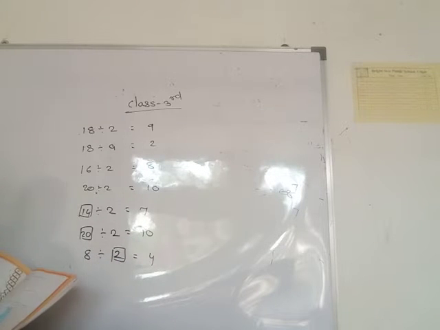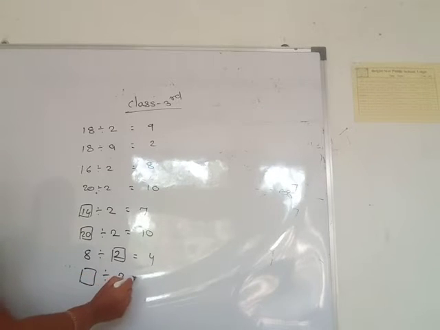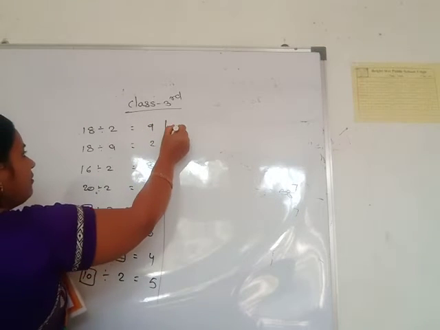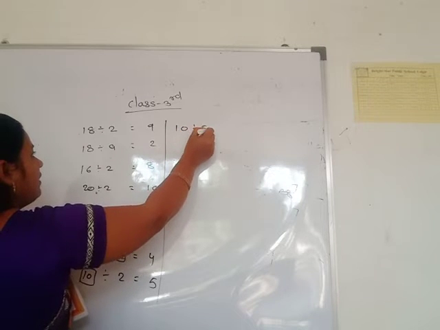This one is the answer. The next one, here an empty box is given: box divided by 2 is equal to 5. Then you do the multiplication of these two numbers. 5 into 2, 5 2s are 10. Then you write answer 10. Means 10 divided by 2 is equal to 5. The next one, see here, 10 divided by 5. Here 10 divided by 5 is given.